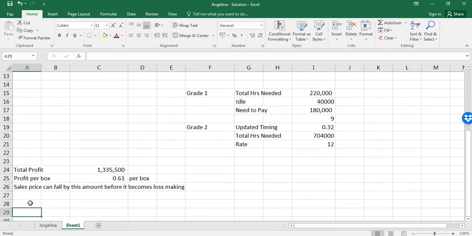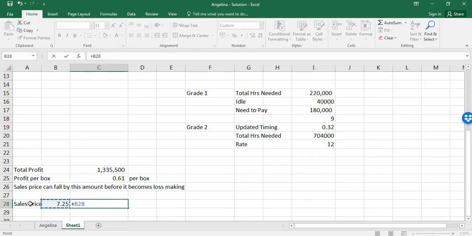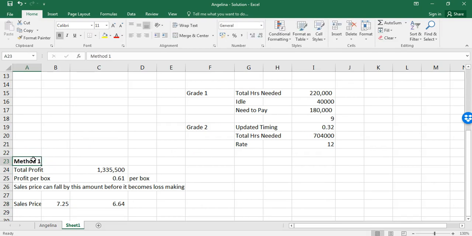So we're essentially saying that's the buffer we have on each box, because that's the profit per box. So the sales price, which is currently $7.25, can fall by the 61 cents, to $6.64 before it's break even. Alright, so that's one way of going about it. You say, well, figure out what the profit per box is, and then take that away from the current selling price to figure out what your buffer is. So that's one method of going about it. And each method is fine as long as you get the same answer. So you adjust the sales price.